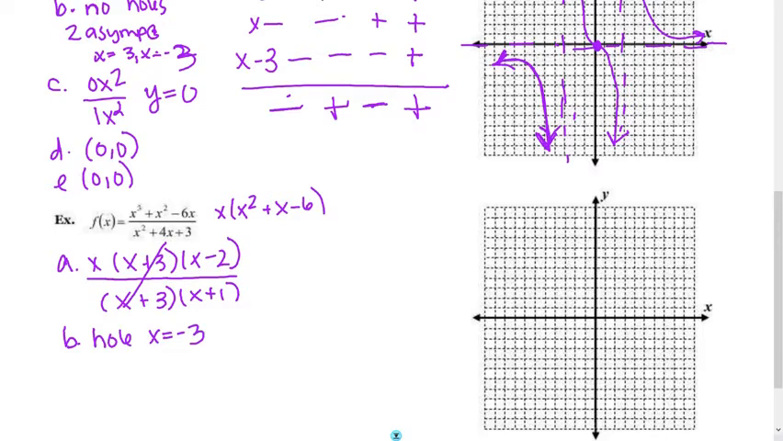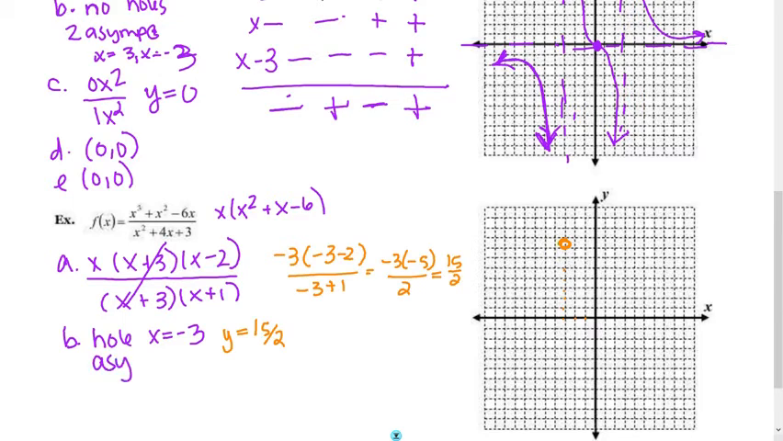To find the y, I plug it in to what's left. So I'll have negative 3 times negative 3 minus 2 all over negative 3 plus 1. So that's negative 3 times negative 5 over 2. So 15 halves is what I get. Okay, so when I'm graphing that, that's like 7.5. So negative 3, 2, 3, 4, 5, 6, 7.5 will be my hole. And then it has an asymptote at x equals negative 1. Okay, and that's from the one we didn't cross off.